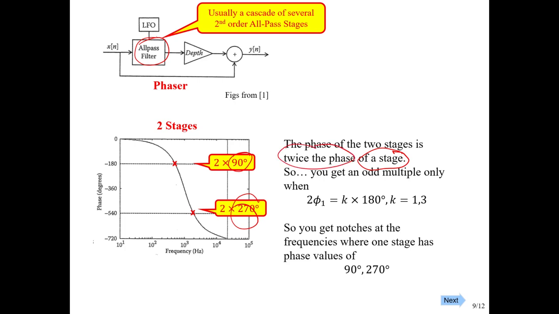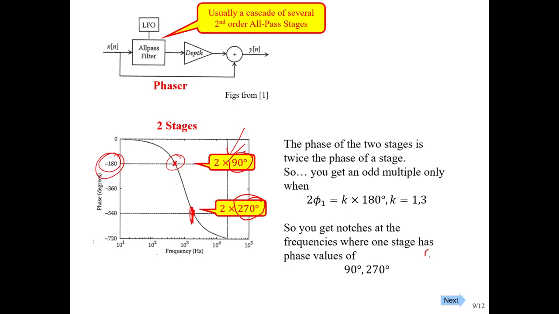So twice the phase, that's where this 2 is coming from. To get 180, and I left off the negative signs in here, just didn't really need them. To get 180, I need to be at a frequency where each stage was 90 degrees, so that 2 times 90 will give me 180. And then the other notch will occur where the original stage is at 270.